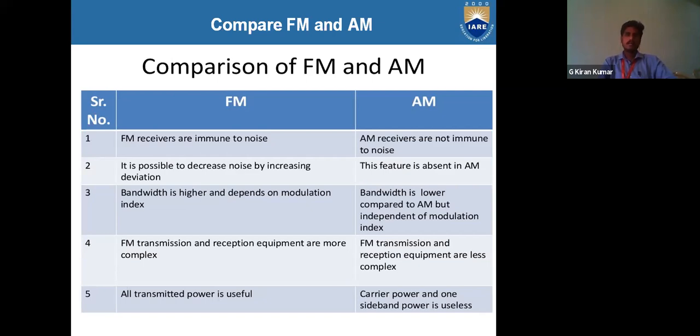And FM transmission and reception equipment is more complex, but in AM it is less complex. And in FM all transmitted power is useful, but in some types of AM signals, the carrier power and one sideband power are useless.